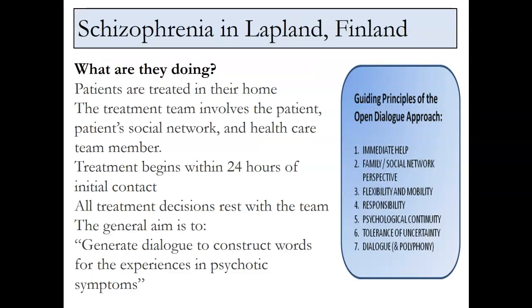What are they doing? They're treated in the home for the most part. And what it consists of is the patient, their social network, their family or friends or spouse or significant others, and a healthcare team member. And they're just living together, and they start really quick once the symptoms start, and it's kind of a 24-hour thing. And they make treatment decisions around meds or whatever together.